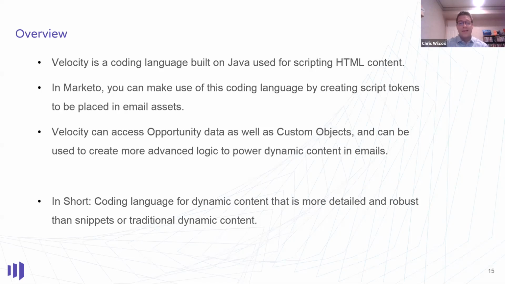Velocity scripts can access opportunity data, and they can also reach and read custom objects in your instance that's integrated with your CRM. So you can do some more advanced and really powerful things from a dynamic content perspective that you can't do at the one-to-one level like you can inside a snippet, which is more segmentation based versus actual one-to-one personalization. So in short, it's a coding language for dynamic content, and it's more robust than your traditional dynamic content creation methods in Marketo.